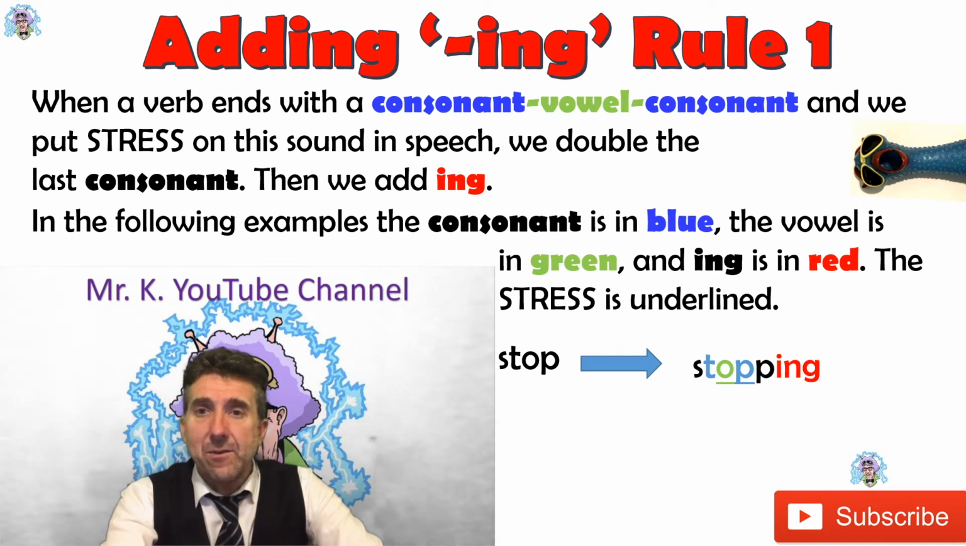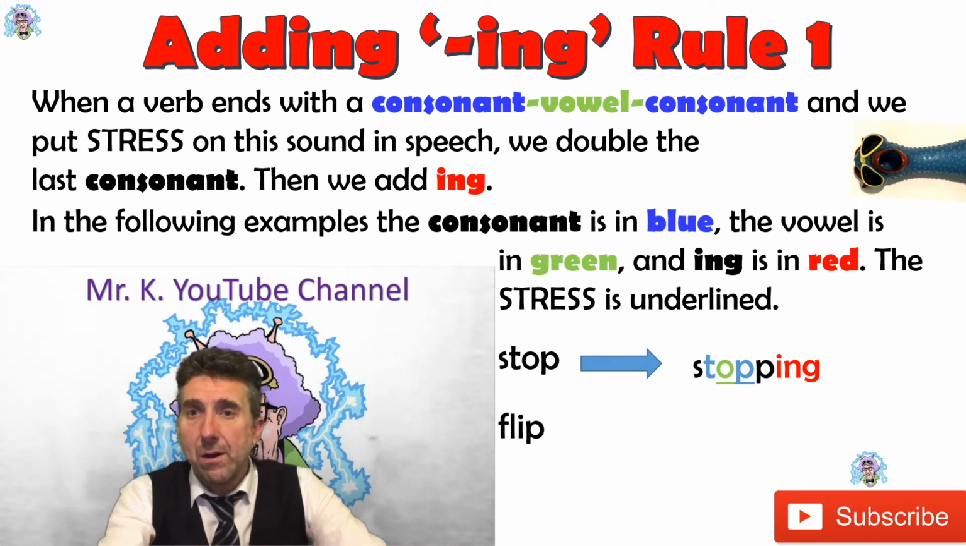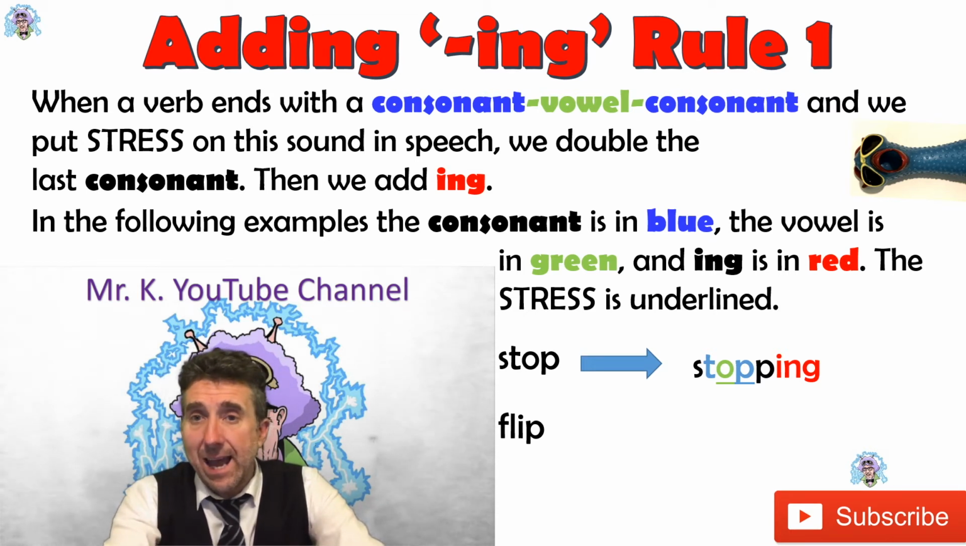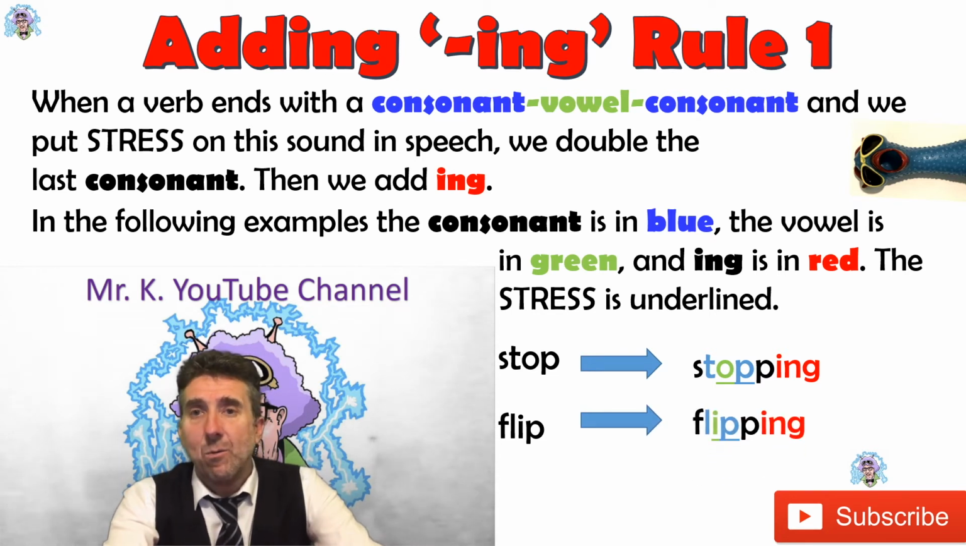Let's get another example. Okay, flip. Another consonant, vowel, consonant ending on a verb or an action word. And in this case, once again, we're stressing that part. So we would double the last letter and add ing. Voila. There you go. Excellent. So that's how you would add ing to a consonant, vowel, consonant ending verb. And that's rule number 1.